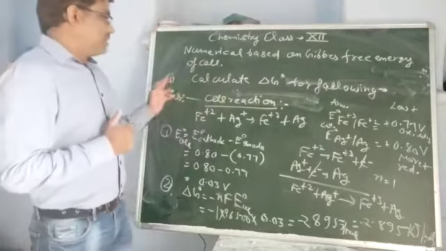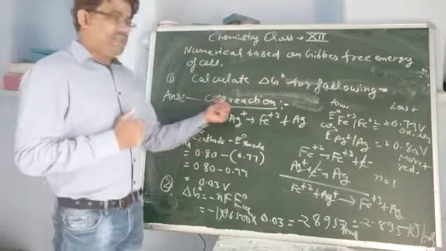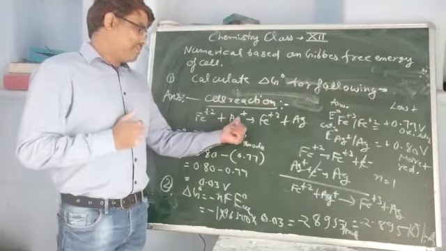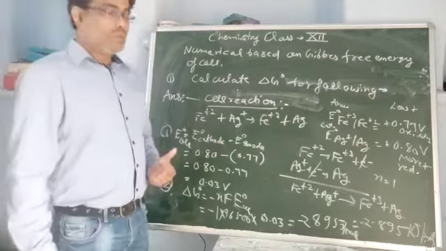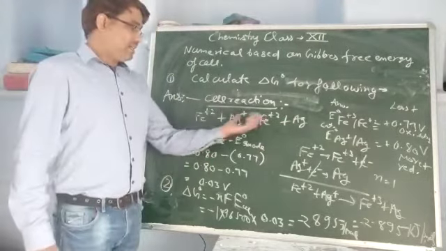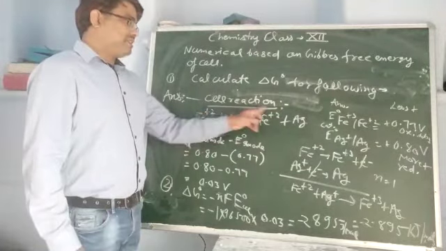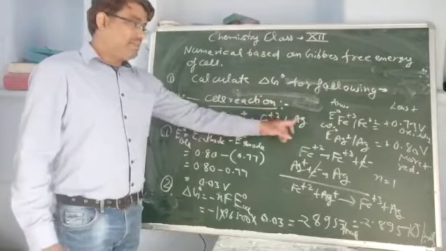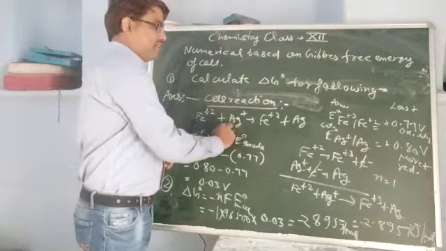So the question is, calculate delta G naught for the following cell reaction: Fe2+ plus Ag+ gives Fe3+ plus Ag. In this reaction you can understand that Fe2+ is converted into Fe3+, which means it is oxidized, and Ag+ is converted into Ag, which means it is reduced. So it is an oxidation reaction and a reduction reaction.